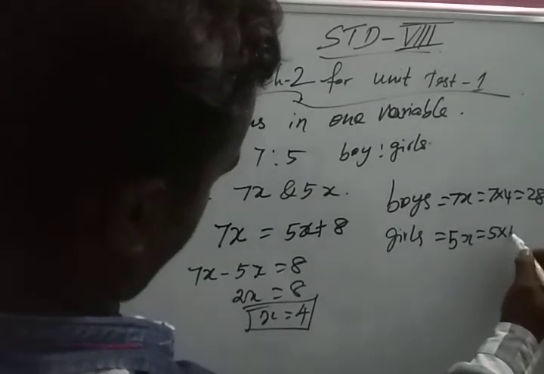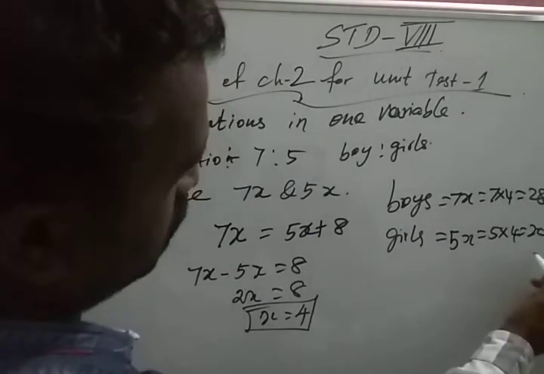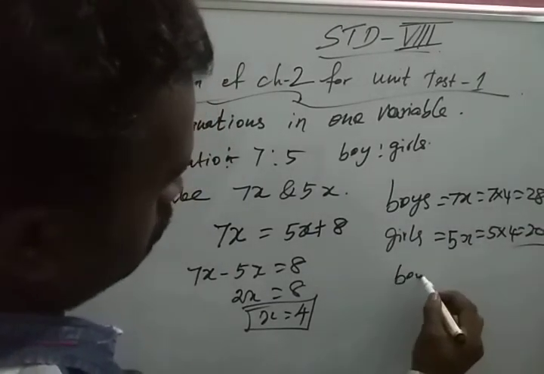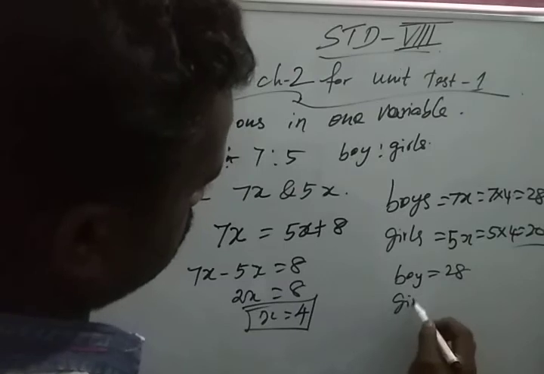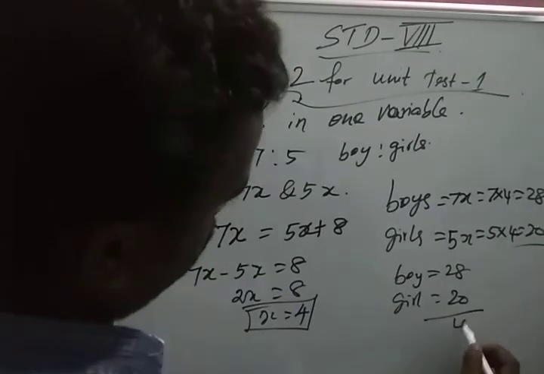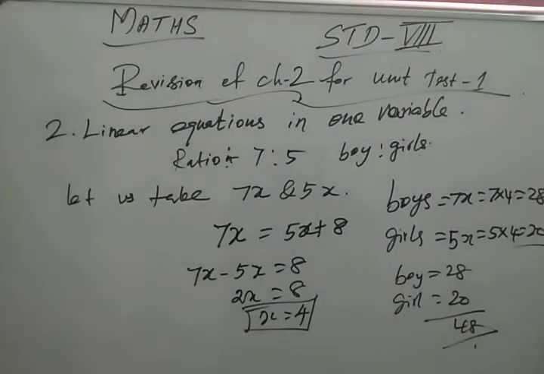5x is equal to 5 into 4 is equal to 20. So total strength: boys 28, girls 20, then total 48 strength. That is the total strength of the class, that is 48. Similarly, the questions given in exercise 2.2 you can solve.